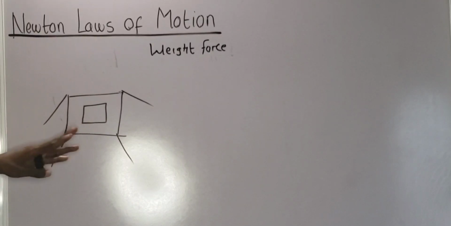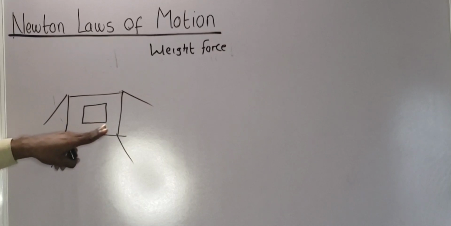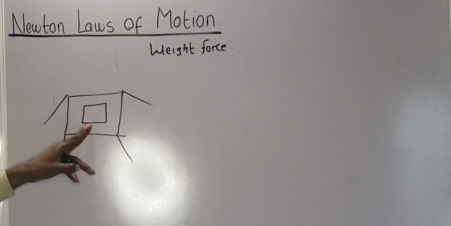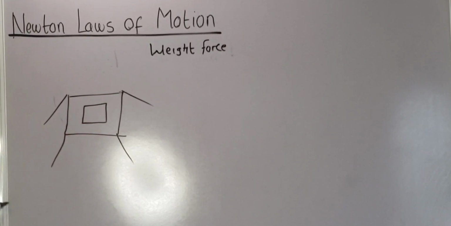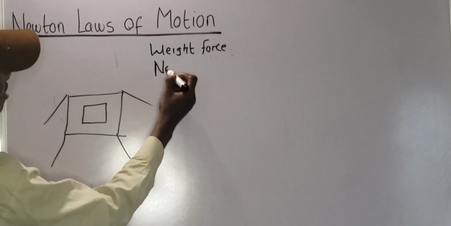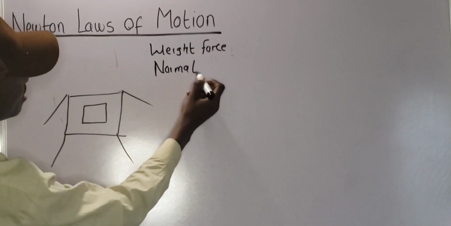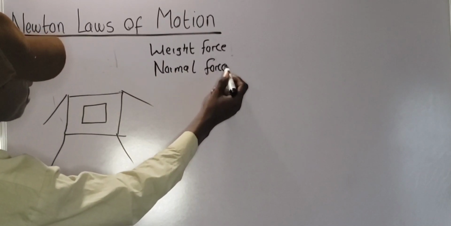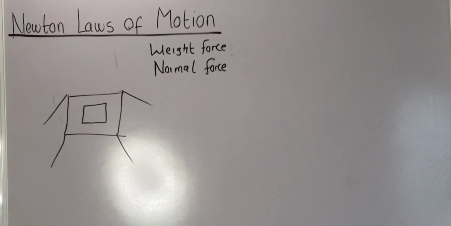There are forces currently acting on this box. The first force is the weight force. The other force is the normal force. Let me put it down. The normal force. What I'm trying to say is that the weight force is a downward force. The weight force is like the force of gravity. It's like a gravitational force that causes an object to move downward. You understand what I'm saying?